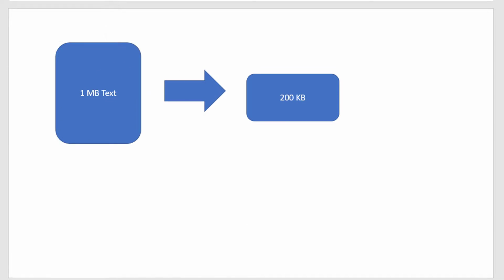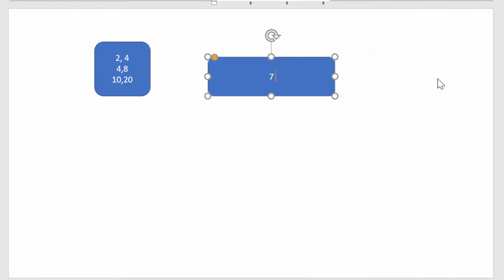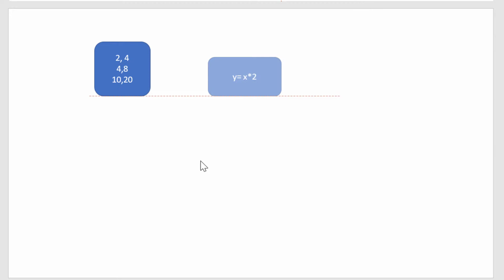The same way, any data I can represent as a function. Assume I have a data point like 2, 4, another data point like 4, 8, another data point, say 10, 20. Now I can represent this as a function: y is equal to x multiplied by 2. So whenever I want to calculate y, I need to multiply x by 2. This is a very simple function. Now any data I can represent with reduced dimensions so that the calculation will be much easier.